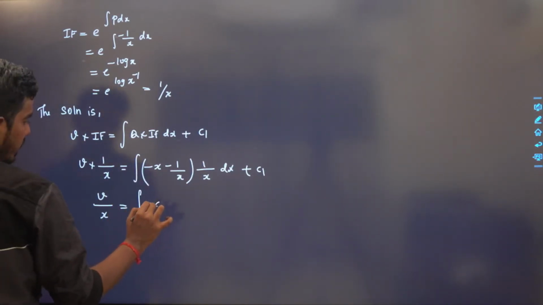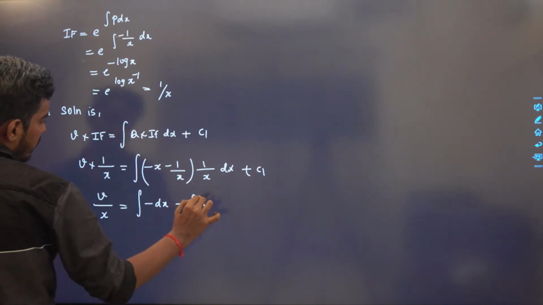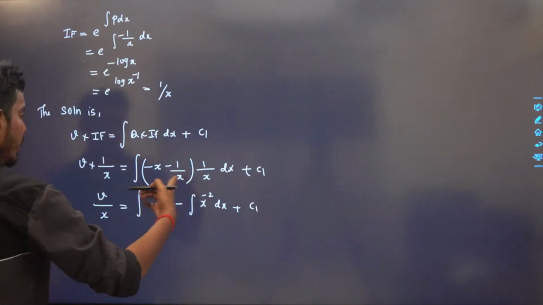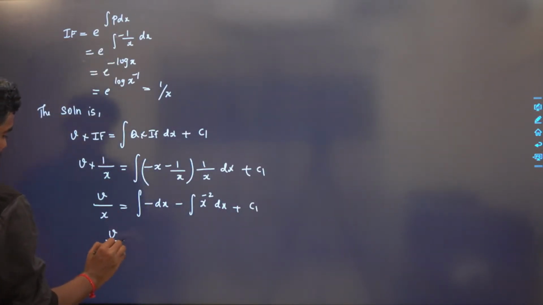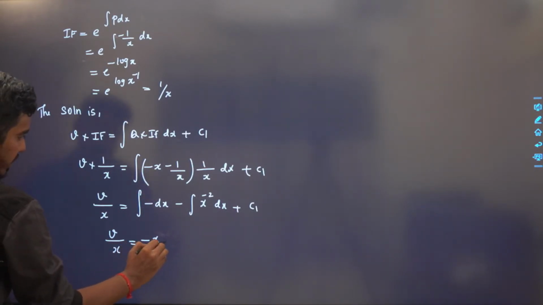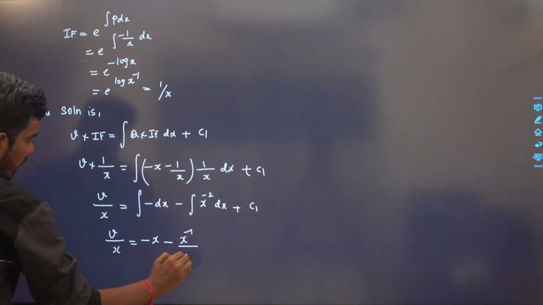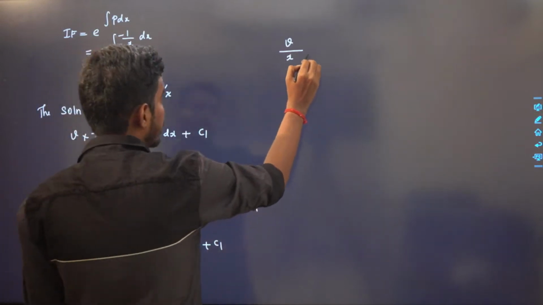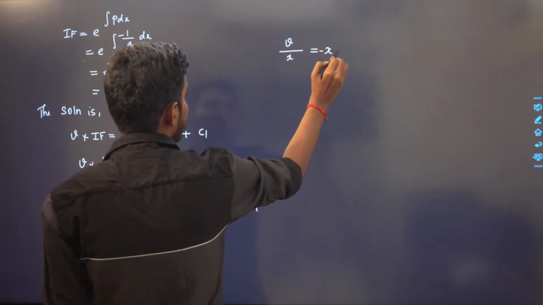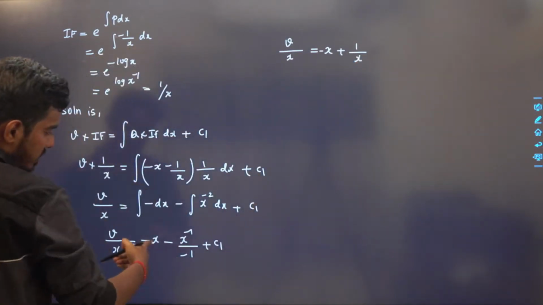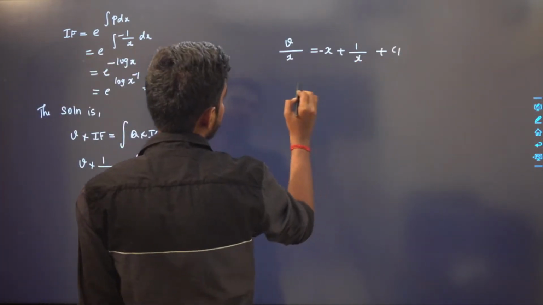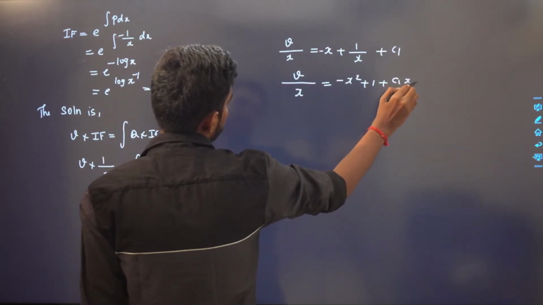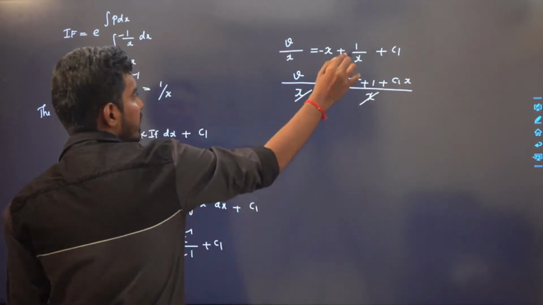If I multiply this inside, we will have minus dx minus x power minus 2 dx. You can see it is the same as the previous problem, right? Instead of y, we have x here. So we have v by x equal to minus x power minus 1 by minus 1 plus some constant c1. So v by x equals minus x plus 1 by x plus c1. So v by x equals minus x square plus 1 plus c1x by x, right? I'm taking LCM x here.